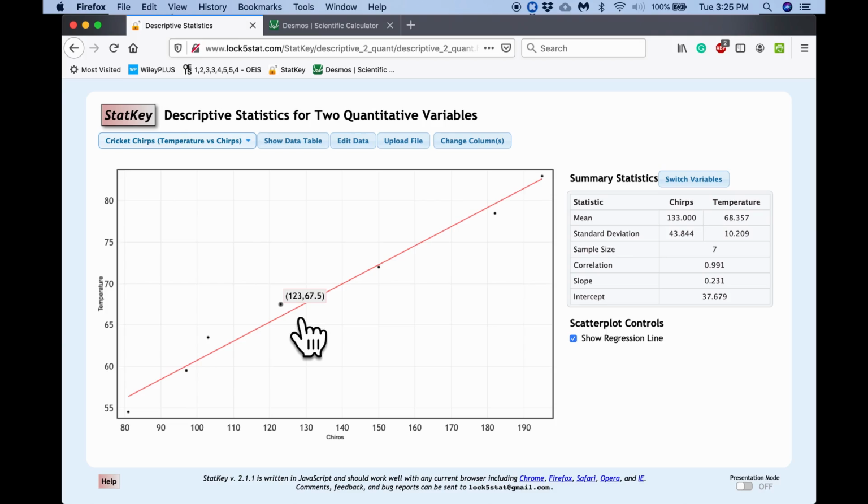67.5. Okay, final question. For the paired data, 123, 67.5, so in other words, for this particular point, calculate the residual, where by the residual we mean the actual value for the temperature minus its predicted value. Now geometrically, the residual is going to be the gap here between the predicted value, which is going to sit on the red line, and the actual value, which is here.